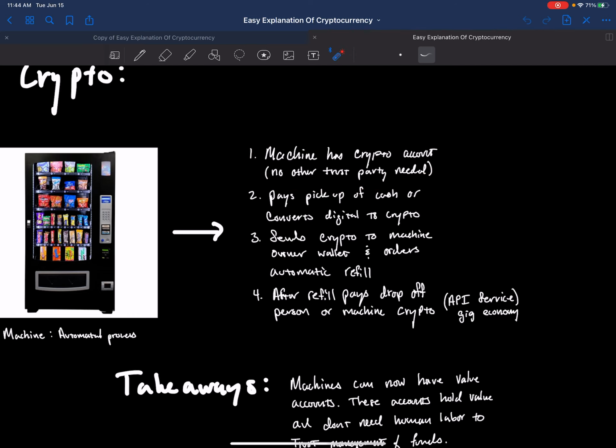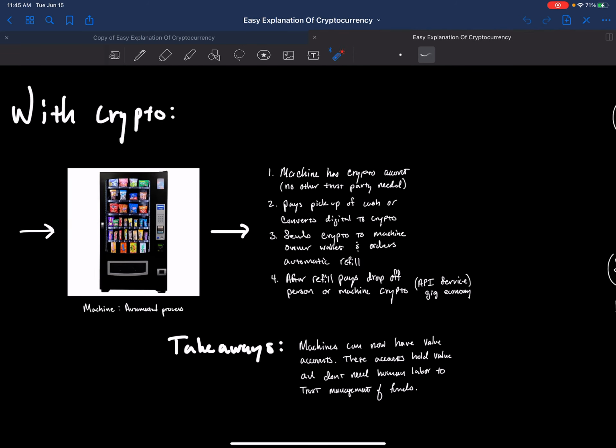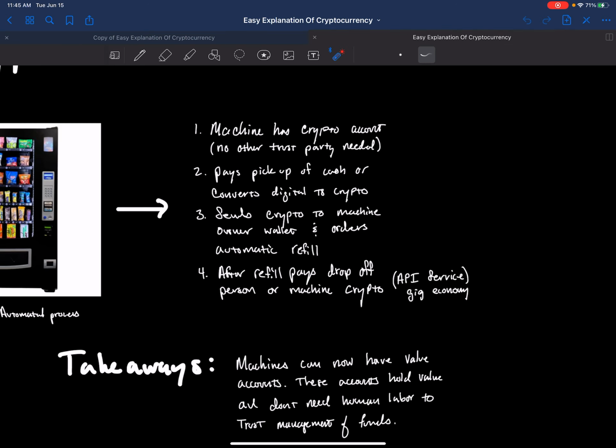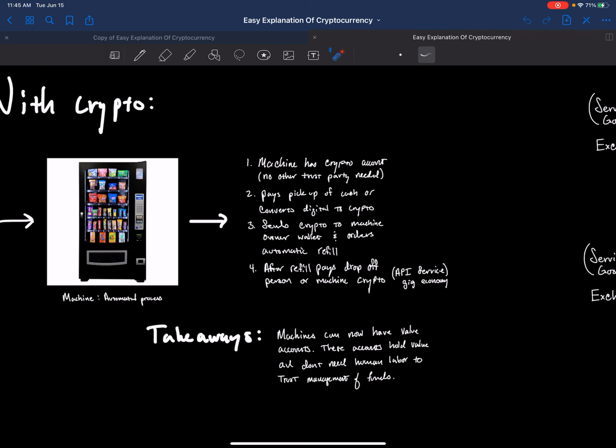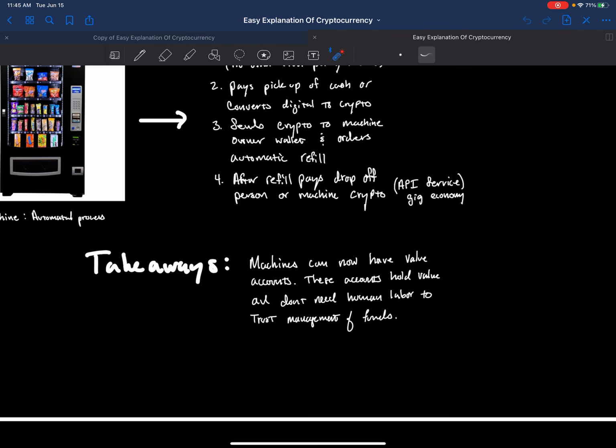It has digital scarcity, and so it can do all of this. And the vendors could do all of this as well. So the whole process can be automated, and it reduces significant costs. So the takeaways: machines can now have value accounts. These accounts can hold value and don't need human labor to trust management of funds.